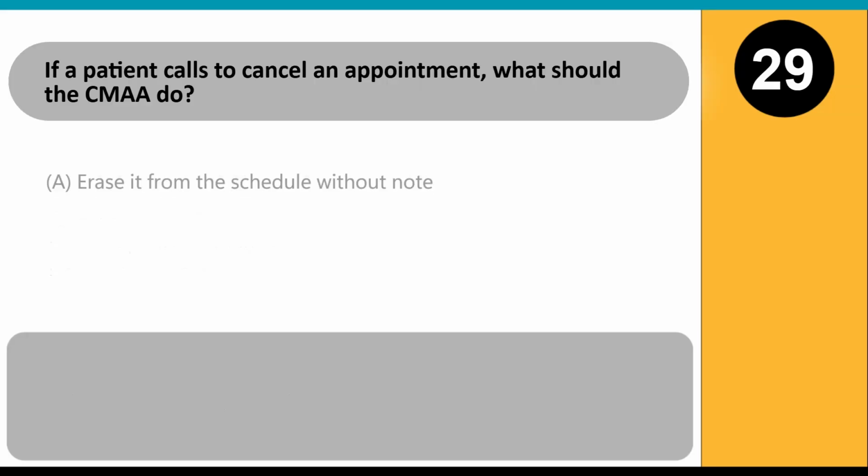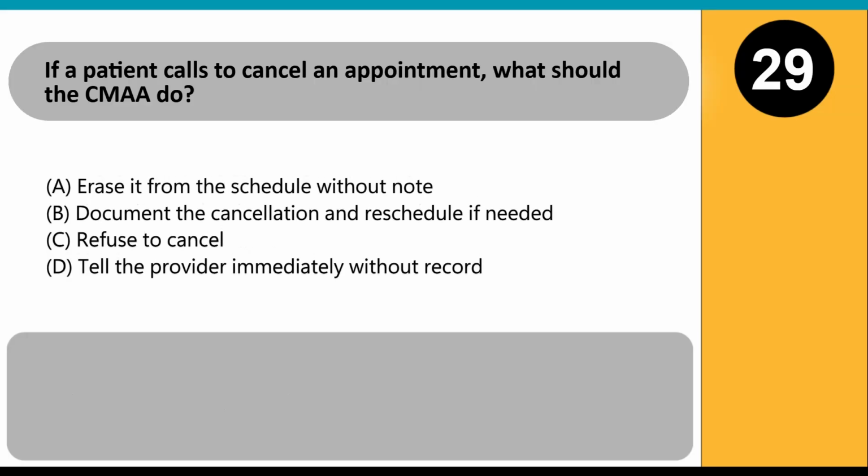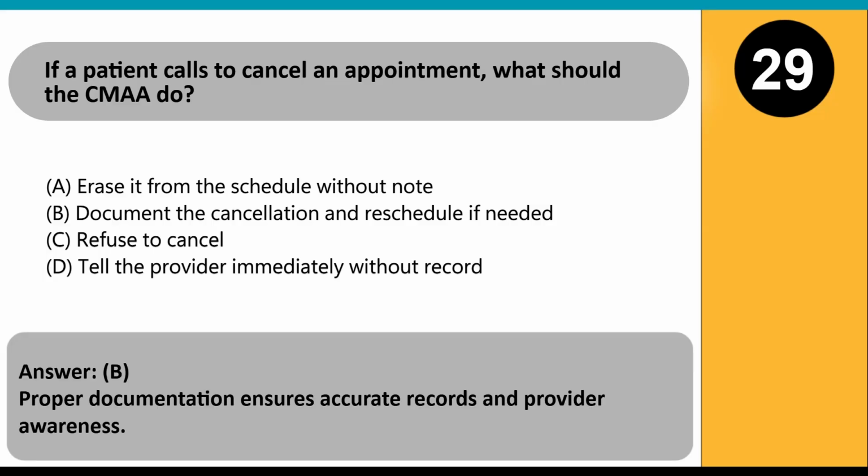If a patient calls to cancel an appointment, what should the CMAA do? A. Erase it from the schedule without note. B. Document the cancellation and reschedule if needed. C. Refuse to cancel. D. Tell the provider immediately without record. Answer B. Proper documentation ensures accurate records and provider awareness.